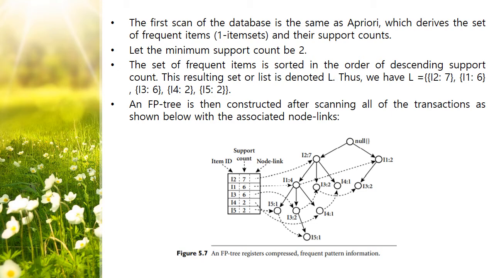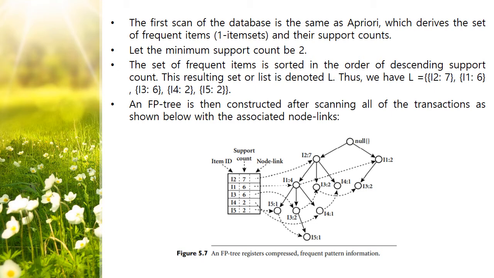Thus we have L equal to I2, I1, I3, I4 and I5. I2 has a support count of 7, the highest support count value, so we represent that first. Then I1 with support count 6, I3 with support count 6, I4 with support count 2, and I5 with support count 2. So these are represented in descending order based on the support count.